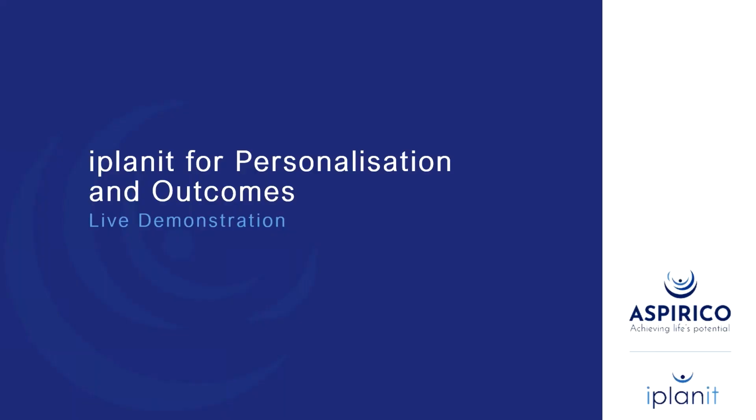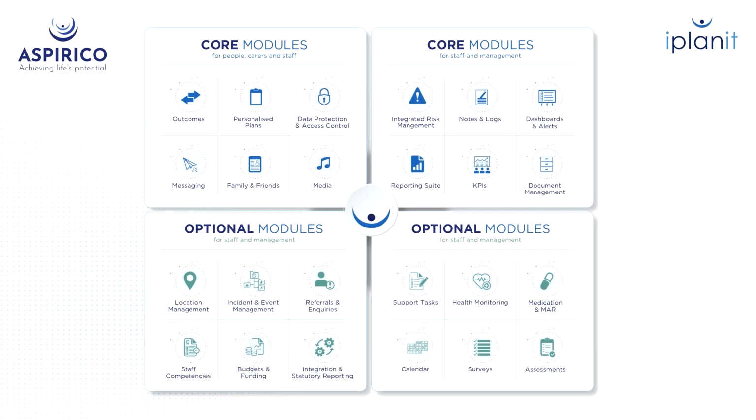So we've had a really brief look today at just a really small part of iPlanet. We've looked at evidencing the value of your service, the impact your service has, looking at those outcomes, how people's lives are changed through the services that we deliver. So what we've really looked at today is outcomes, plans, and a little bit of risk management. These are part of the core iPlanet module, the core iPlanet system.